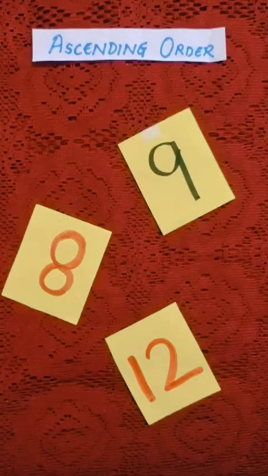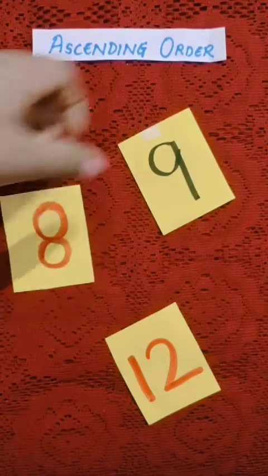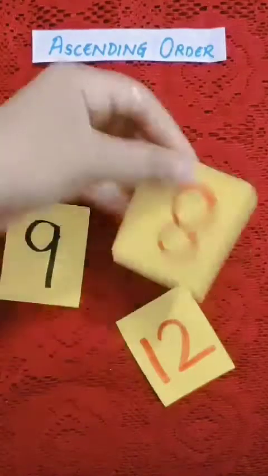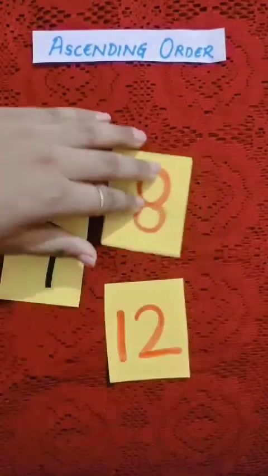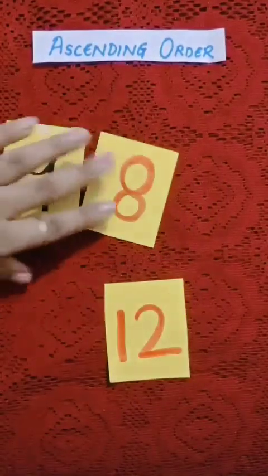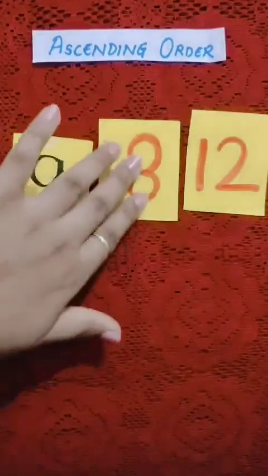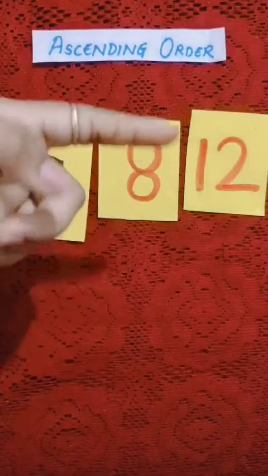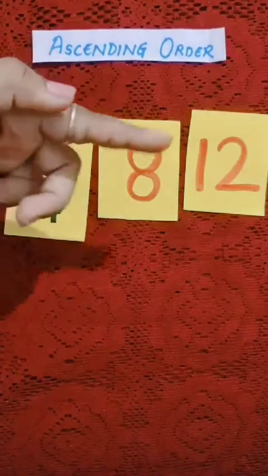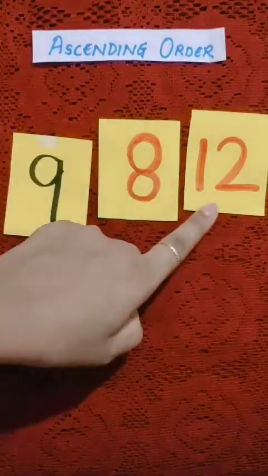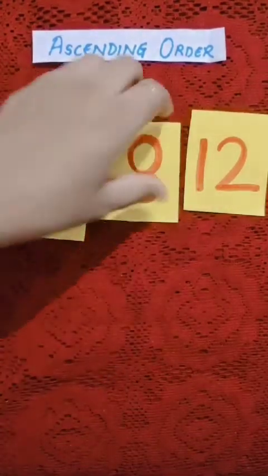Here we have three numbers, and those are 8, 9, 12. Now you have to arrange these numbers in ascending order. Ascending means smaller to bigger. So which is the smallest number over here? Is 9 the smallest? Is 12 the smallest? No, number 8 is the smallest.